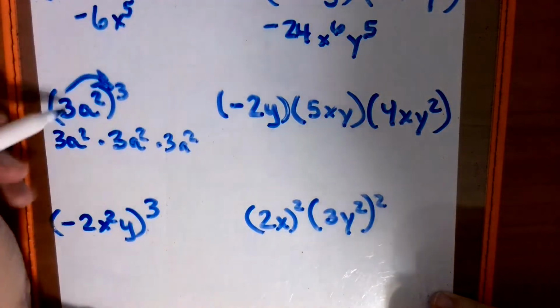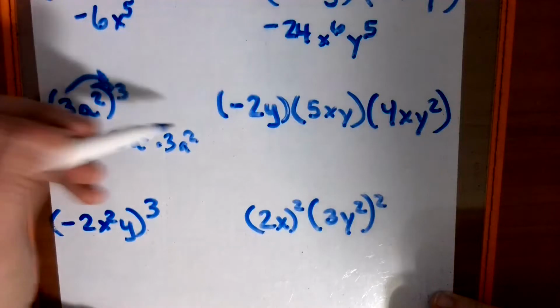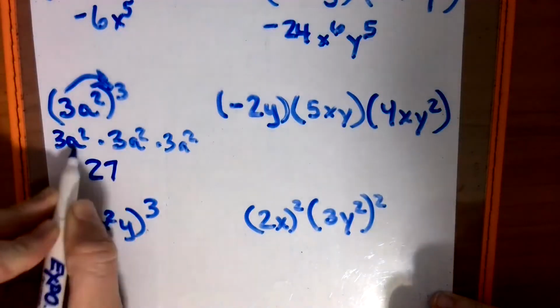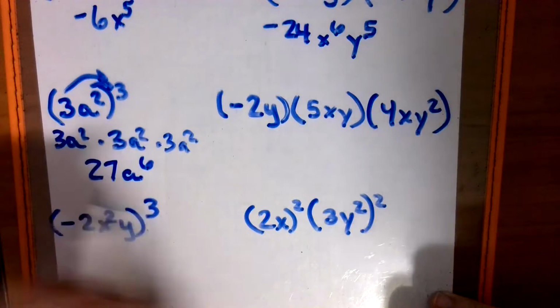So I like to write whatever's there, whatever the exponent number of times. 3 times 3 is 9, 9 times 3 is 27, and 2 a's here, 2 a's here, and 2 a's there, which is a total of a to the 6th: 2, 4, 6.